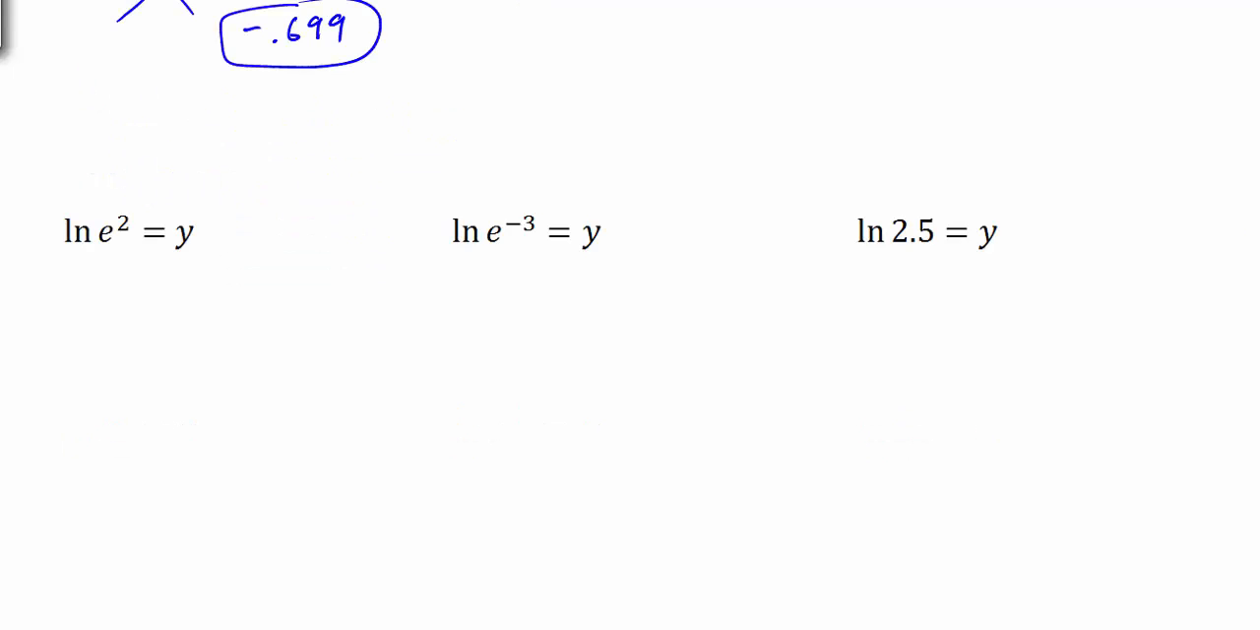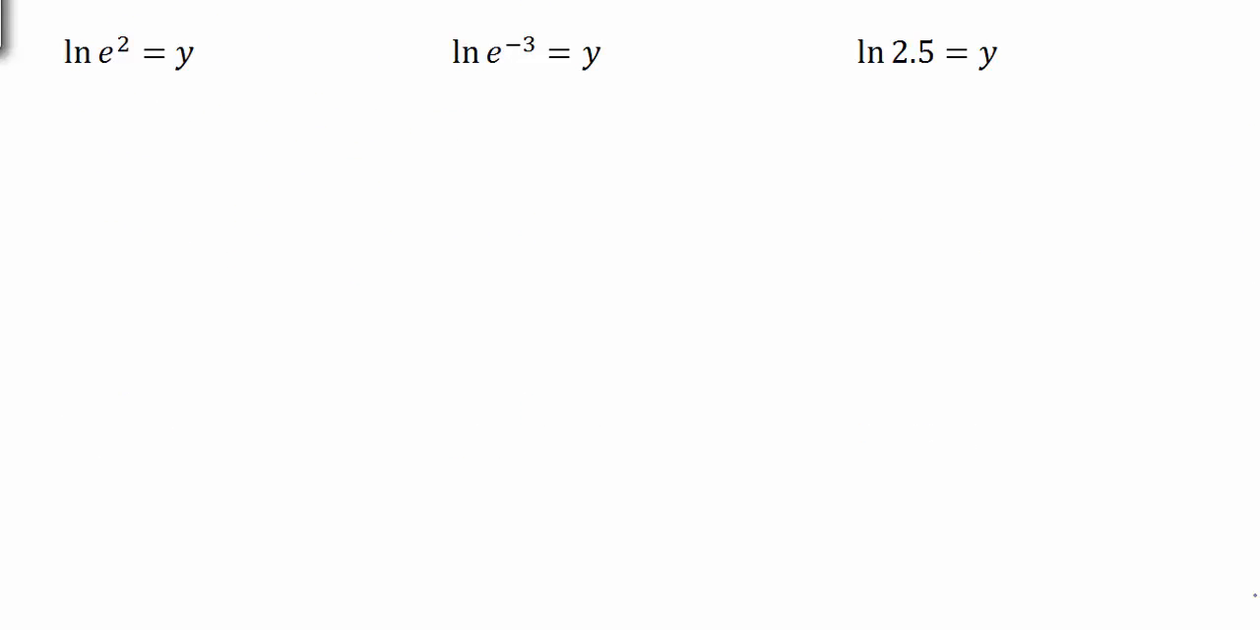All right, now we're going to look at evaluating some natural log functions. So we have ln of e squared equals y. So once again, we could write this. Now keep in mind, ln here basically means this is the same thing as if I was to write log base e of e squared equals y. So if we rewrite this in exponential form, we're going to take our base e, that's our base, and our exponent then is y. So e to the y equals e squared.